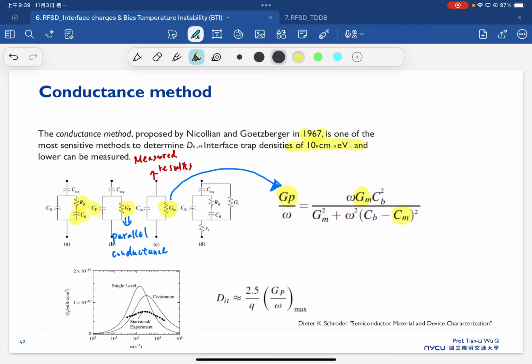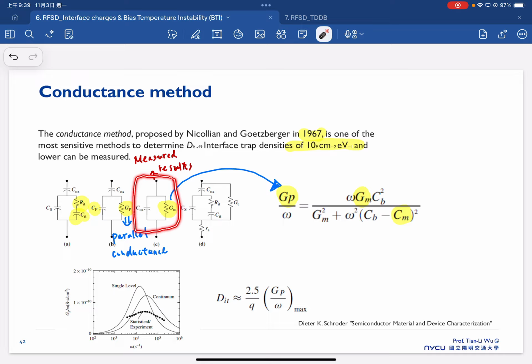So again, we try to use parallel conductance to model the influence of this resistance and capacitance coming from interface state density. But in reality, we can only measure this part. So therefore, we try to put this one, which will be equal to this one, and therefore we can get the result of the parallel conductance versus the measured conductance and the measured capacitance here.